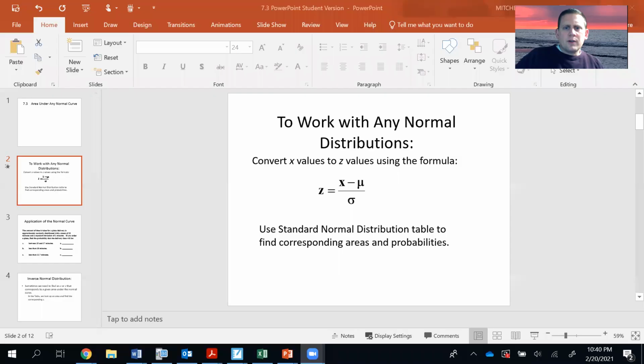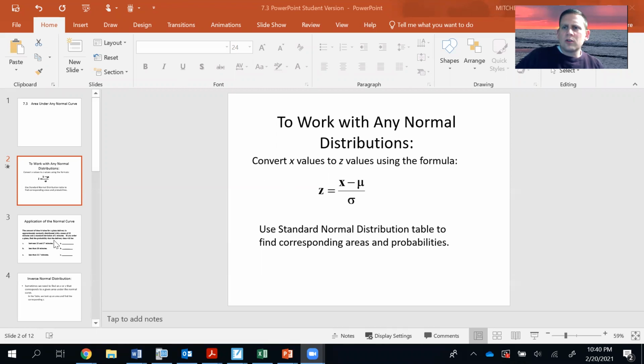We're going to take a look at this PowerPoint. So area under the normal curve, we've been talking about that. Here's your z-score formula. Let me share my screen with you. There we go. So here's the z-score formula: Z equals x minus mu over sigma. We've been working with that for a couple weeks now, and we're going to continue to do that.